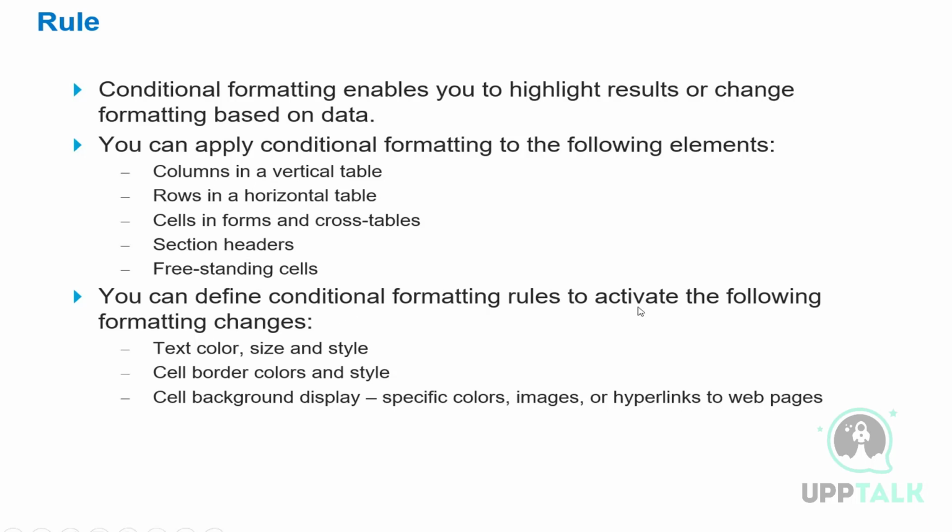So we can apply our formulas and other rules anywhere in these elements. You can define conditional formatting rules to activate the following formatting changes. We can create rules to activate the text color, size and style, or cell border colors and style, or cell background display like specific colors, images, or hyperlinks to a web page. We can put some emojis also if required. We can import images of emojis like a smiley. If it is good, we can put a smiley. If it is not good, we can put a sad symbol. Those kinds of things we can also insert as part of conditional formatting.